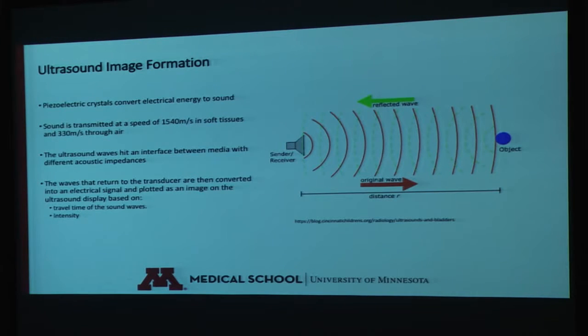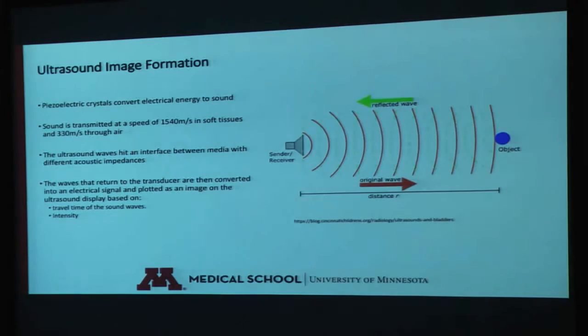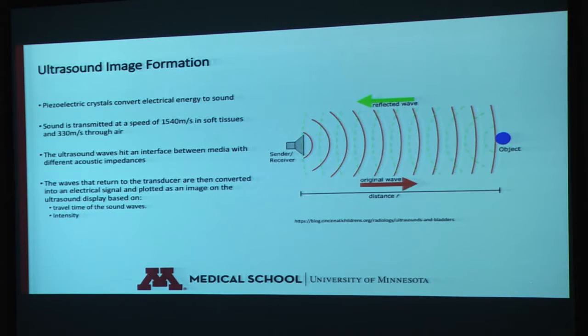So as far as image formation is concerned, the ultrasound initially starts off with piezoelectric crystals. These are crystals that convert one form of energy to another form of energy. In this case, it converts electrical energy into sound. The sound is then transmitted through tissues, mostly at a velocity of 1540 meters per second, and then through air at 330 meters per second.